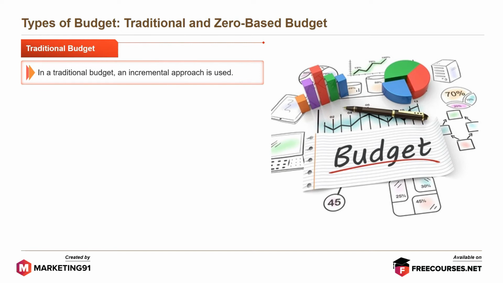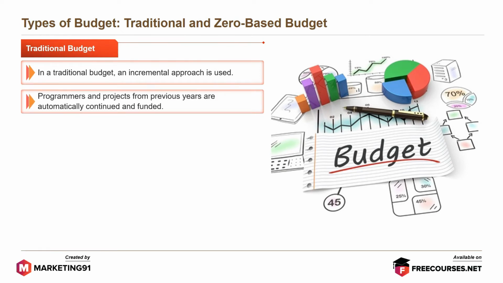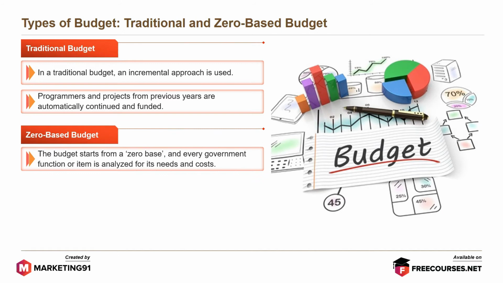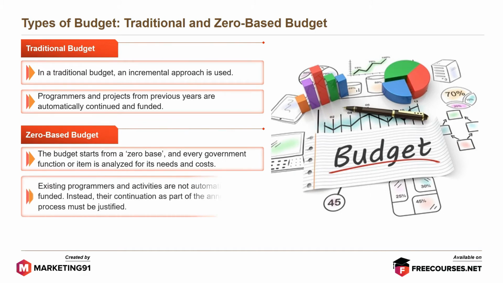In a traditional budget, an incremental approach is used. Programs and projects from previous years are automatically continued and funded. In a zero-based budget, the budget starts from a zero base and every government function or item is analyzed for its needs and costs. Existing programs and activities are not automatically funded. Instead, their continuation as a part of the annual budget process must be justified.